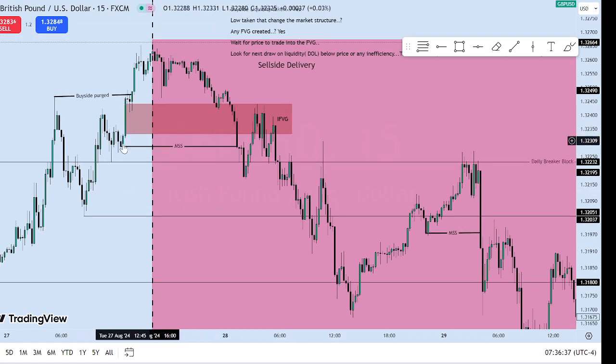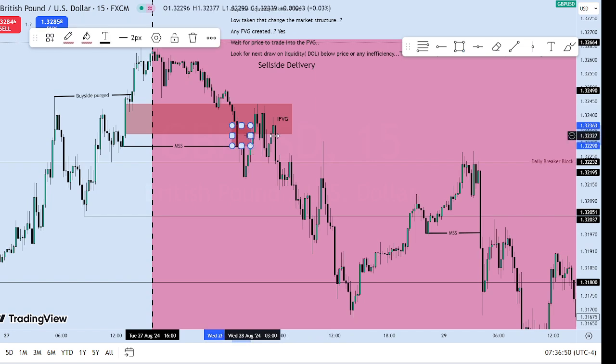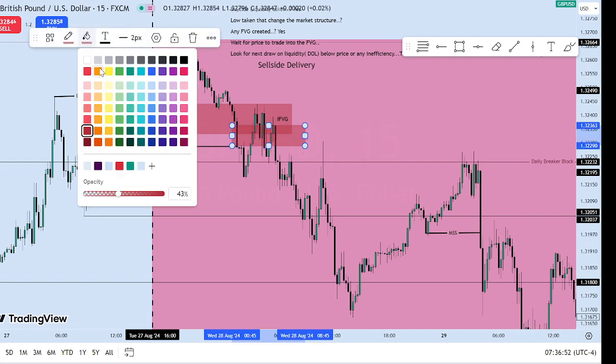So once this is done, market shifting structure that shifted the market structure, any fair value gap, we have a fair value gap here, breaker block, sell side inefficiency, buy side liquidity.